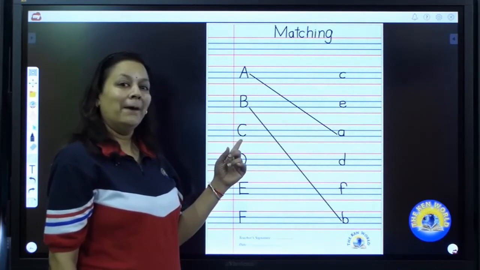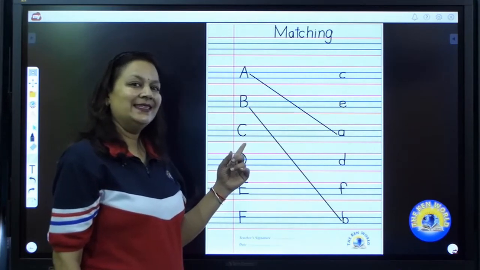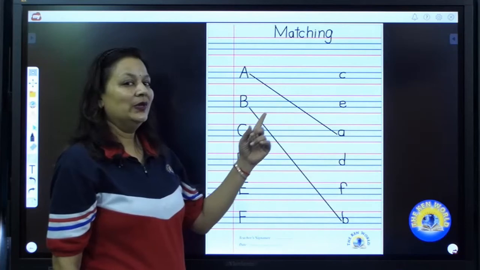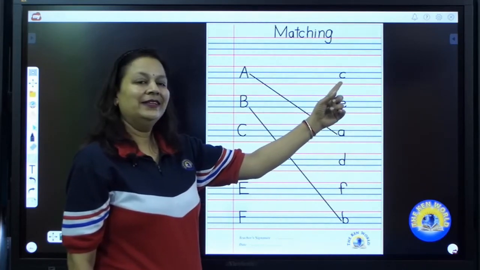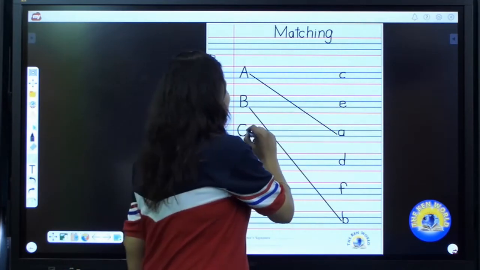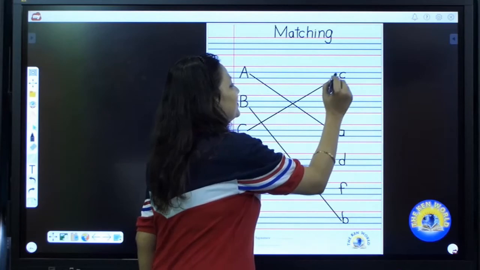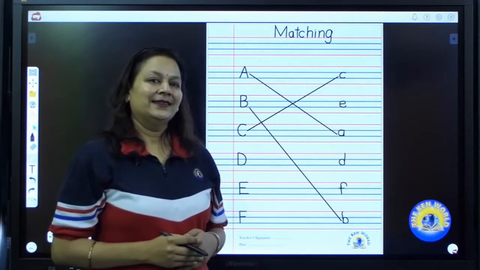This is uppercase C. We have to match it with lowercase c. Spot out where is lowercase c in this row. Oh, here it is. So we will match the uppercase c with the lowercase c. Now it's your turn. Done?